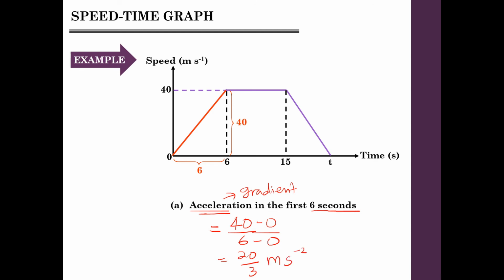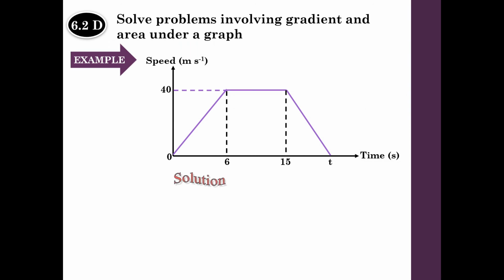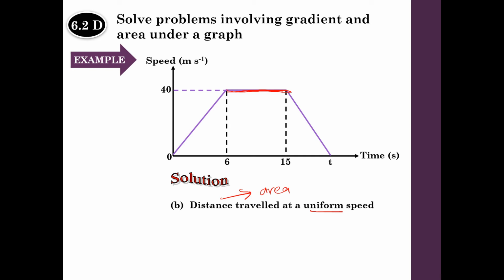That's the answer for the first question. Okay, so now let's do the second one, in which the question asks us to find the distance travelled at uniform speed. So uniform speed happens only at this region. To find the distance from a speed-time graph, that means we have to find the area under the graph. So to find the area under the graph, what is the formula?